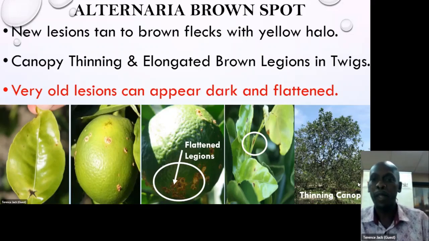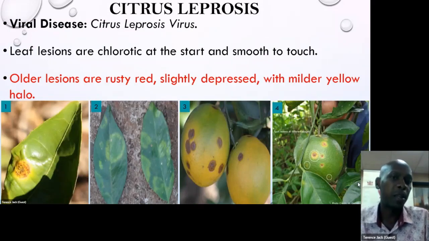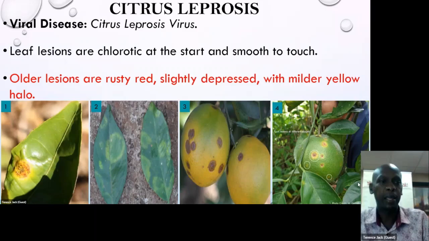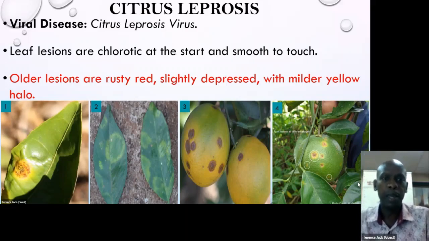And finally, we have another citrus canker lookalike, that being the citrus leprosis virus. And once again, we have a distinguishing feature here. Asian citrus canker is caused by a bacteria. Citrus leprosis is caused by a virus.